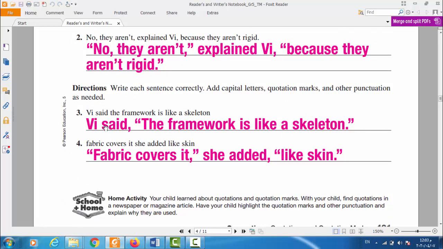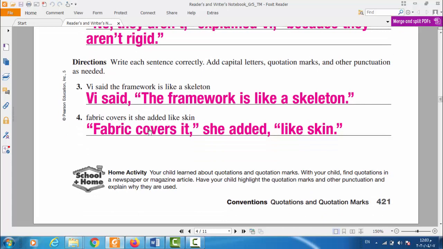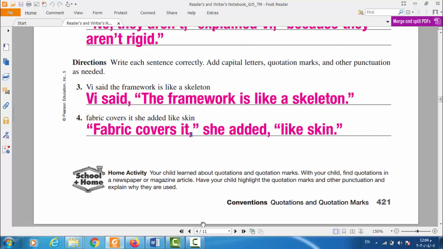Number 3, Vee said, "The framework is like a skeleton." Vee said, okay, I put a comma. Why do you put a comma, teacher? Because I want to say that the following exact words are for Vee, for this person. And number 4, "Fabric covers it," she added, "like a skin." So "Fabric covers it" is the first part. I put here a quotation mark followed by a comma. Don't forget a comma inside the quotation mark, to say that we have another part of the sentence, "like a skin." She added. Okay, guys? So this is the second part of the direction.